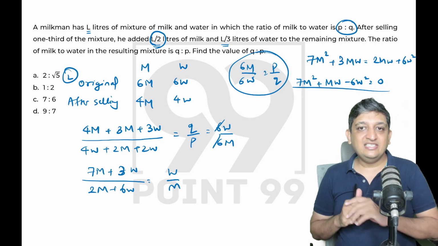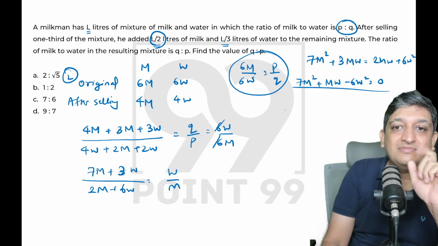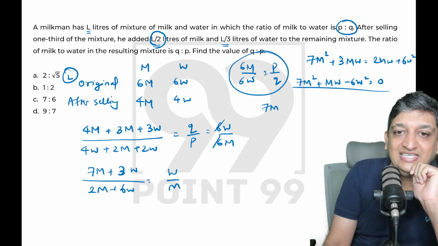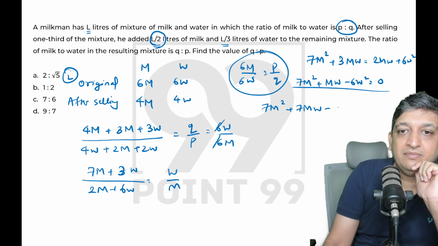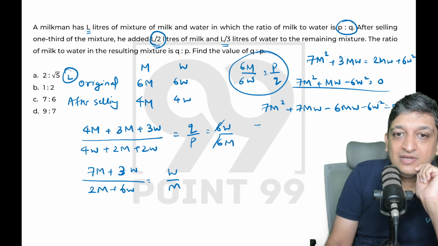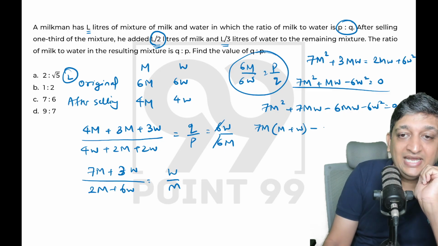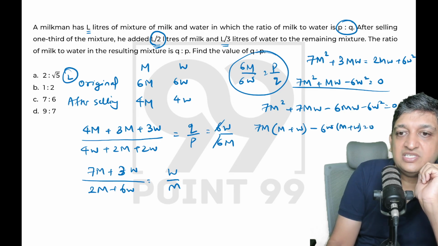Now if you look at this in an interesting manner, you will be able to find something very cool. So I am basically saying that 7m square, this mw can be written as plus 7mw minus 6mw minus 6w square equals 0. And how does this help? It tells me that 7m into m plus w minus 6w into m plus w equals 0.